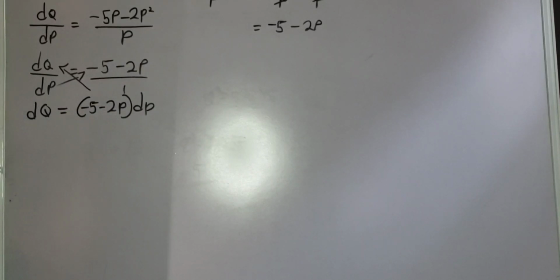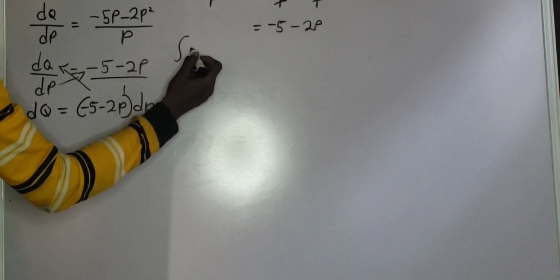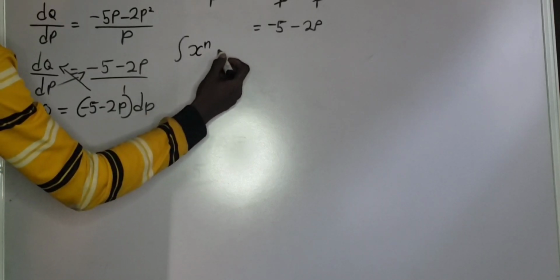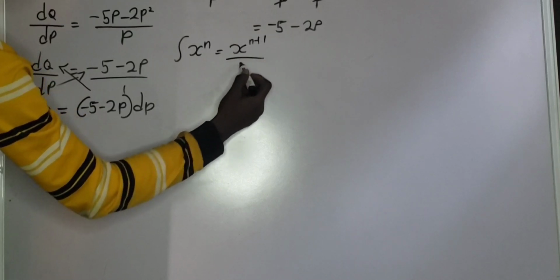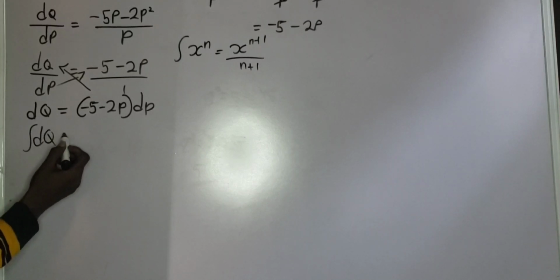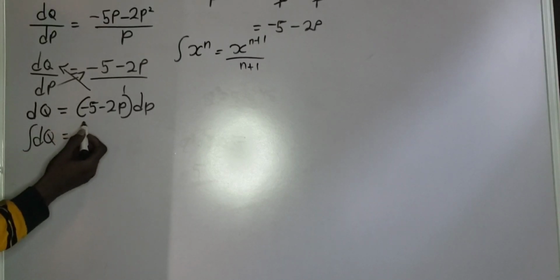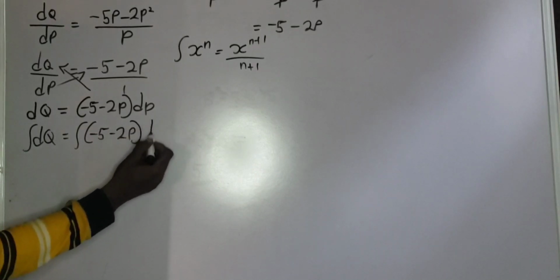Okay? So now, the next step is that I'm going to integrate both sides. Don't forget that the opposite of differentiation is what? Integration. Okay? Now, pay attention. If you are asked to integrate x raised to the power of n, the integral of x raised to the power of n is equal to x raised to the power of n plus 1 divided by n plus 1. Do you understand? So let us integrate. Apply the integral sign. Integral dq is equal to integration of negative 5, negative 2p dp.